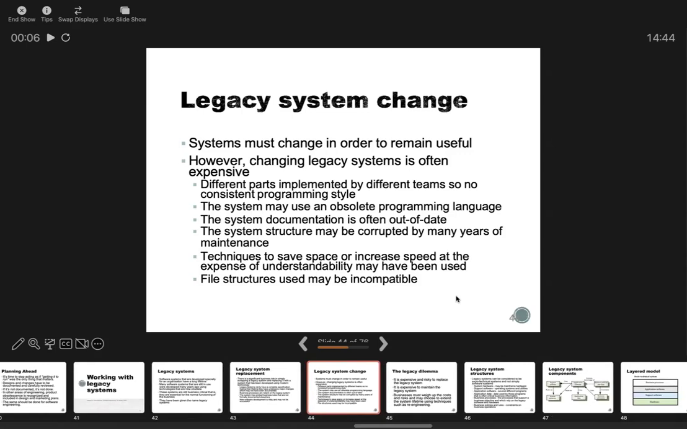However, changing a legacy system is often expensive because different parts were implemented by different teams and it has no documentation. So how could they follow a consistent programming style? The system may even have some obsolete programming languages, say maybe COBOL or Fortran, and the system structure may have been corrupted over many years, and the file structure may be incorporated. Maybe they have used another database or even maybe a simple file system.